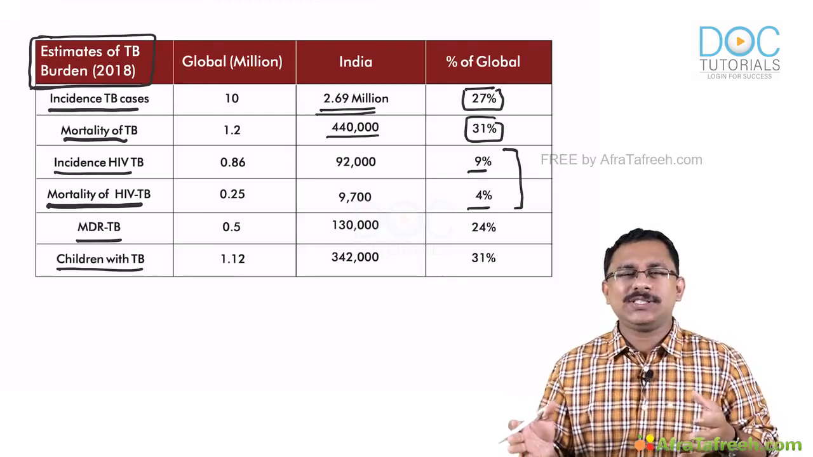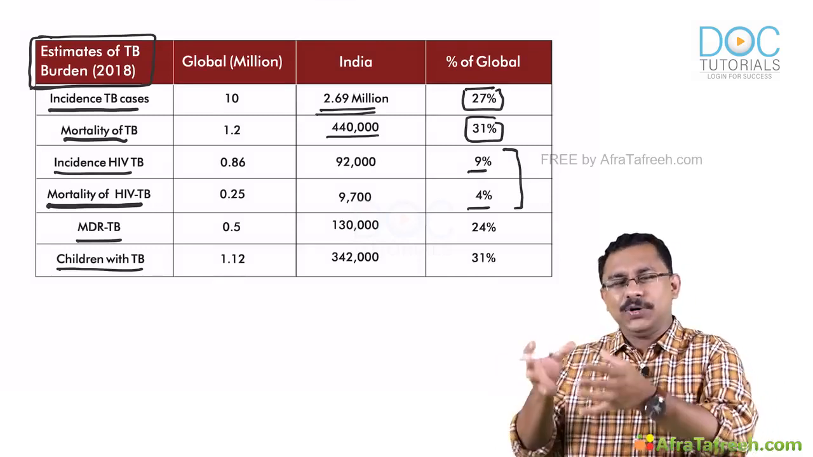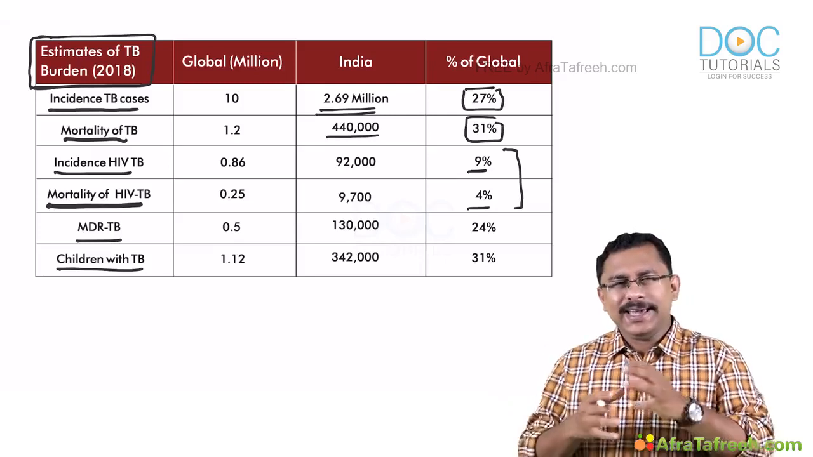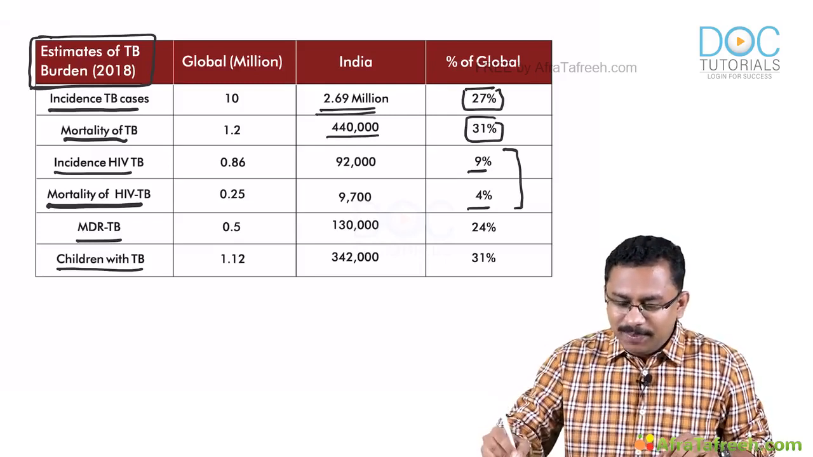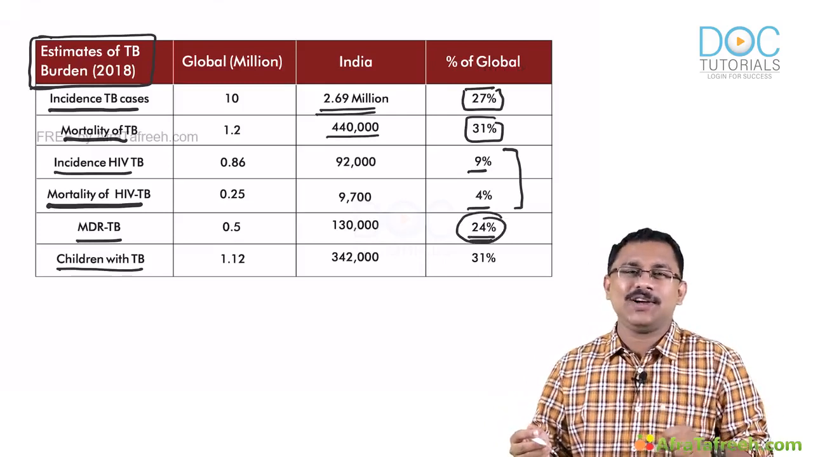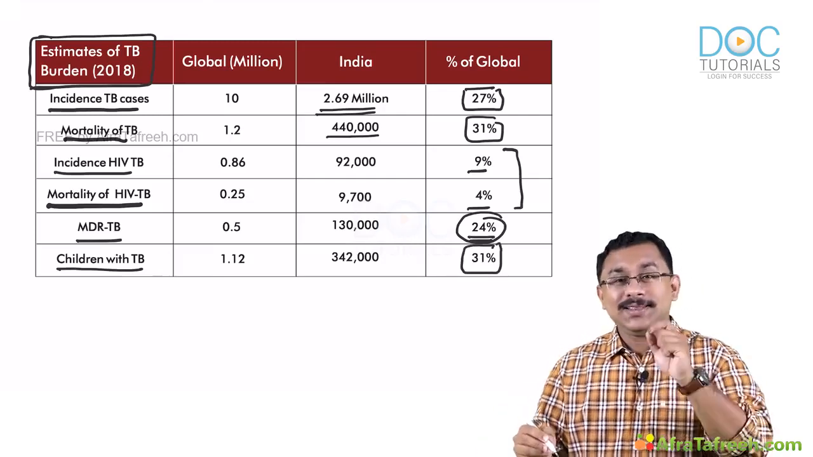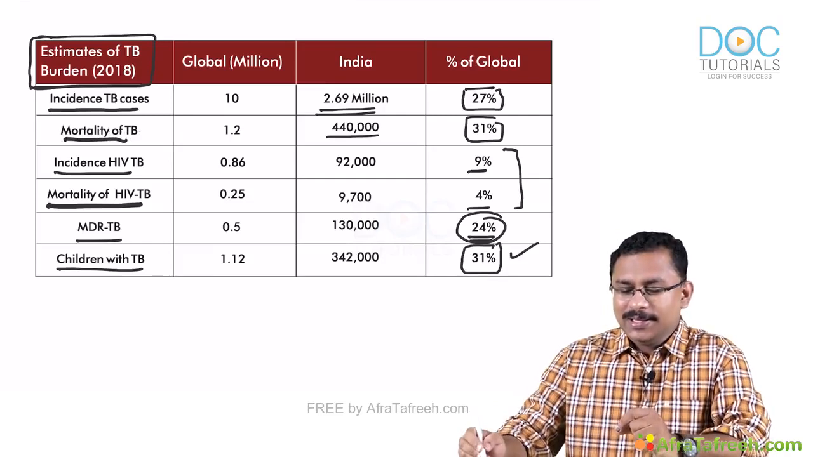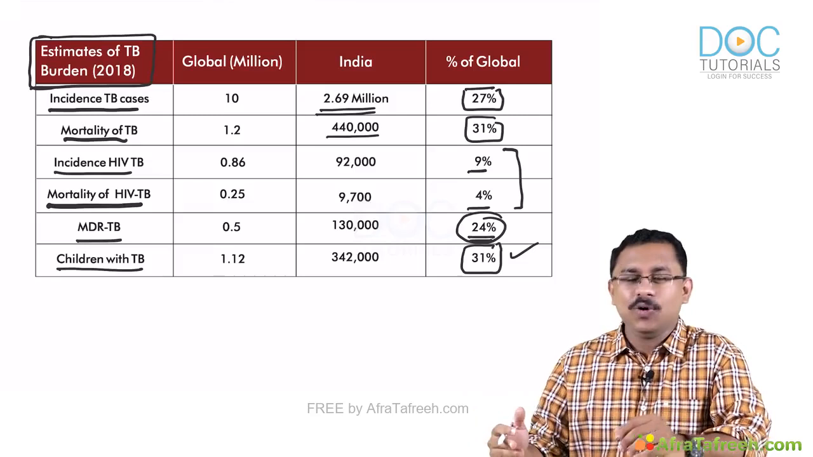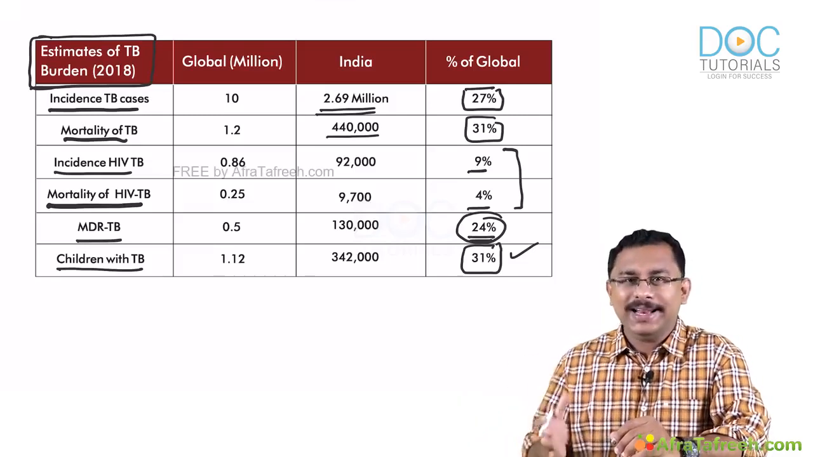We will see in due course how this HIV TB, this deadly combination, creates such havoc on the health system, because it is very difficult to treat. And MDR TB, India is contributing 24% of the MDR TB cases. And what about children with tuberculosis? 31%. So the numbers are big in Indian stats as well as the global stats. So that underlines the importance of this disease as a global health problem.